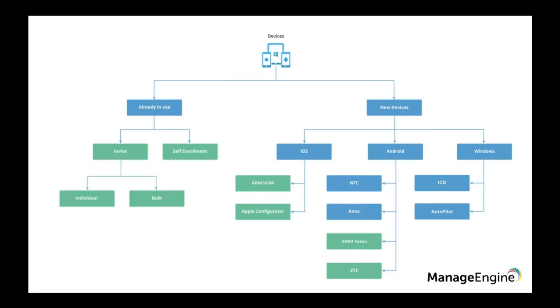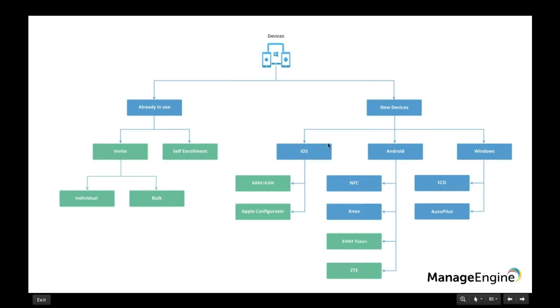Since there are a lot of enrollment steps, we weren't able to cover a lot, so this is just a small map to show you how the devices can be enrolled. Under already in use devices, you have invite, wherein you can send bulk enrollment requests or individual requests, and you also have the self-enrollment option. For the new devices, there are quite a lot. For iOS, we have Apple Configurator and ABM. For Android, we discussed EMM token and ZTE.